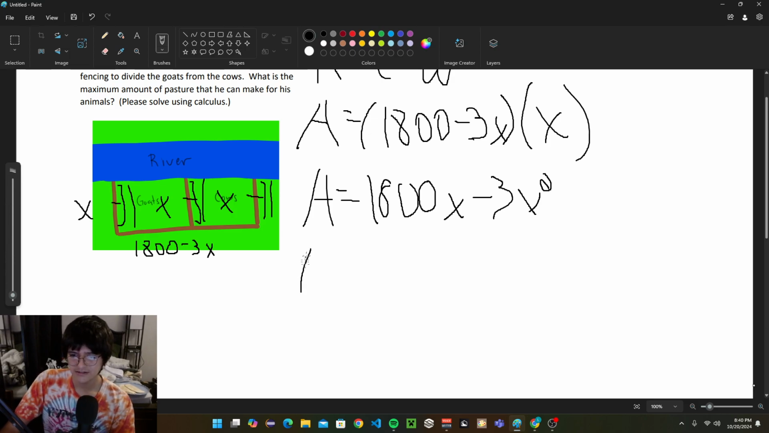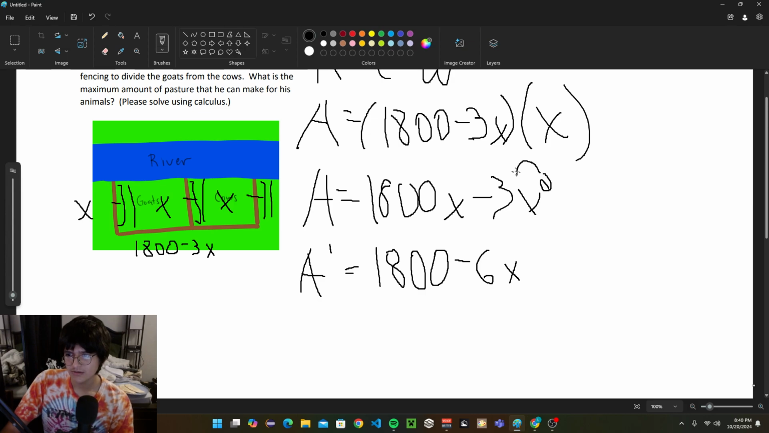So now we have to find the derivative of this, so that would be 1,800 minus 6x, because this 2 would come up to the front. 2 times 3 would give us 6, and then 2 minus 1 would give us just 1. So the x, there's essentially a 1 there, but you don't need to show it because it's an understood 1 there. So this is our derivative of that.